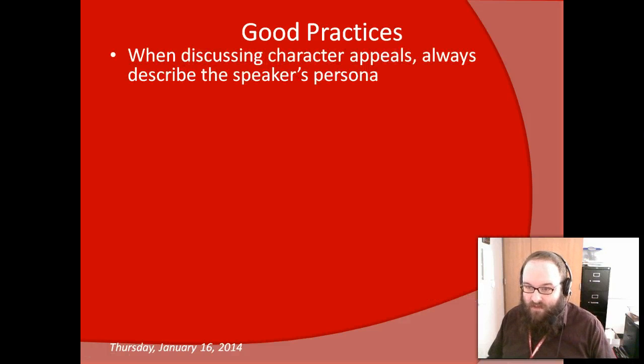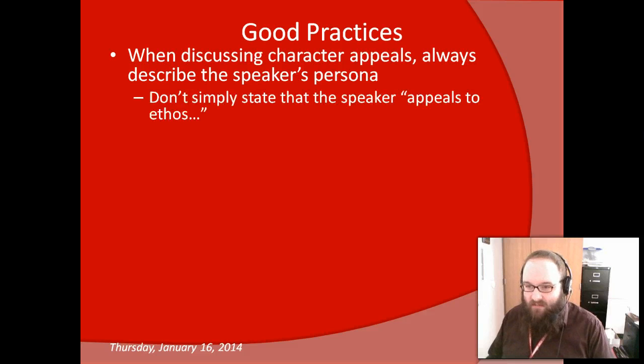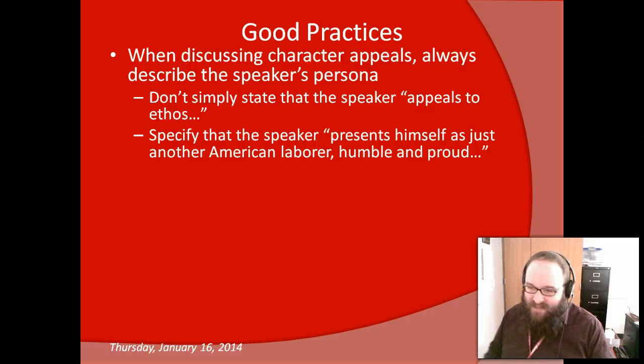When discussing character appeals, ethos appeals, always describe the speaker's persona. Don't simply state that the speaker, quote, appeals to ethos and move on. Specify that the speaker, quote, presents himself as just another American laborer, humble and proud, et cetera.